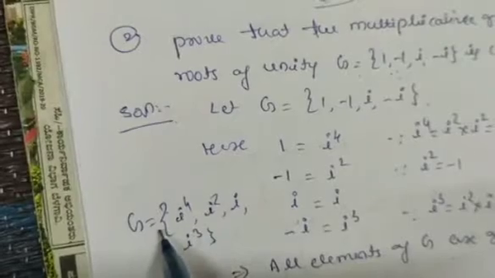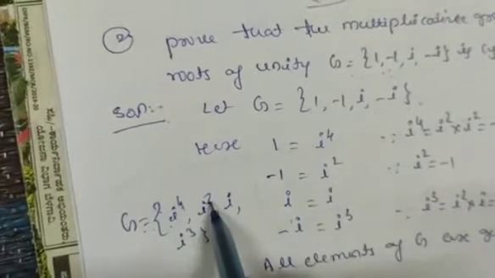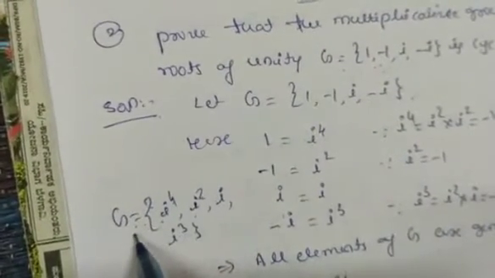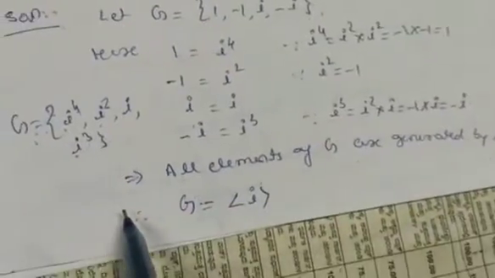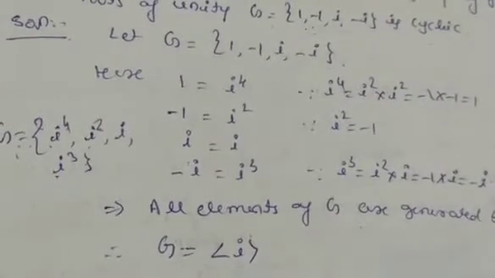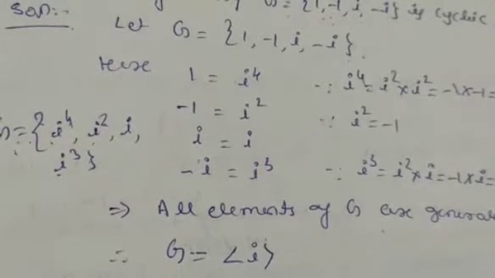So now all the elements of G are in terms of powers of i: i raised to 4, i square, i, and i cube. Therefore we can say that G is a cyclic group generated by i. That is, all the elements of G are generated by i. So G is a cyclic group generated by i. Like this we can prove that this is a cyclic group.